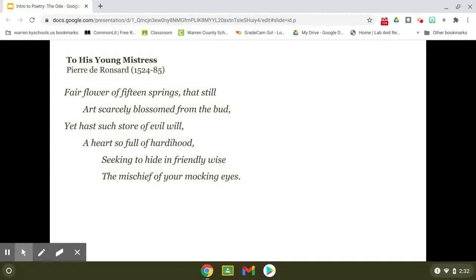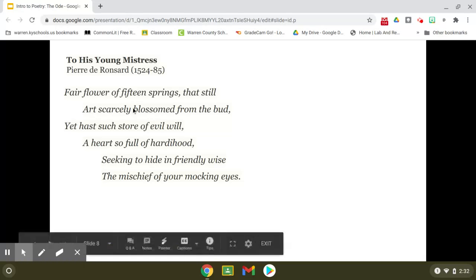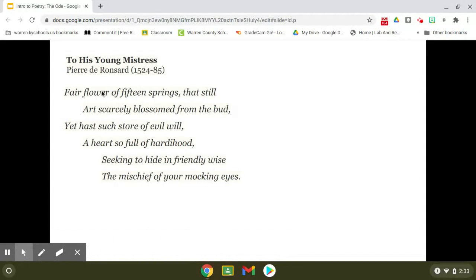So this is a young man talking to his young mistress. She's 15 years old, fair flower of 15 springs. It says that she art scarcely blossomed from the bud. So she's just come into adolescence, and she has blossomed into a beautiful young woman. He uses the metaphor of the flower to describe her. And then he continues that metaphor in the second line when he talks about being blossomed from the bud.